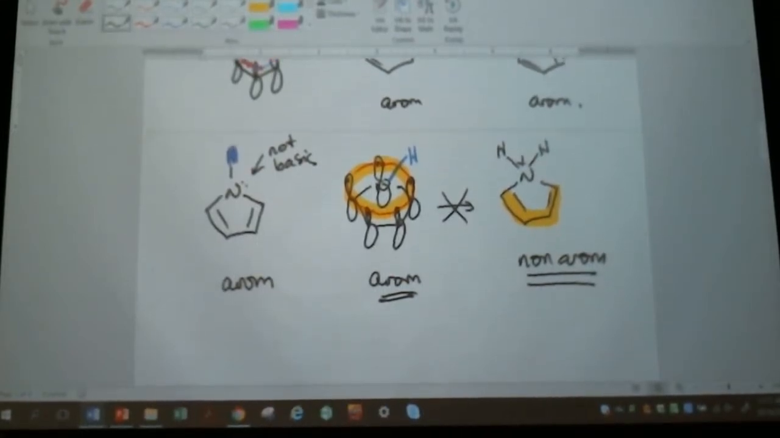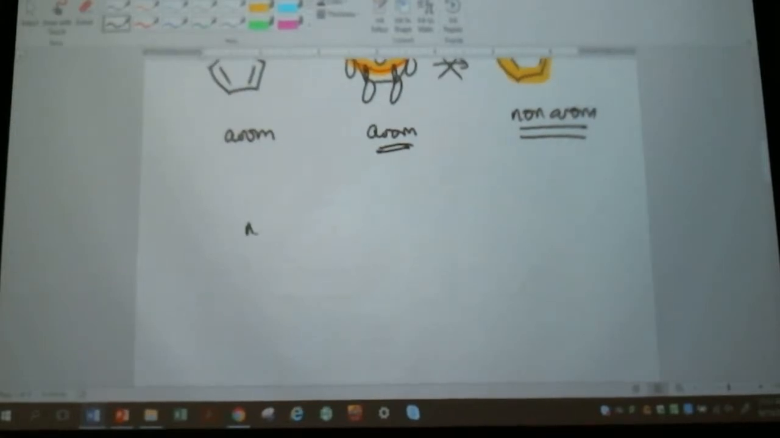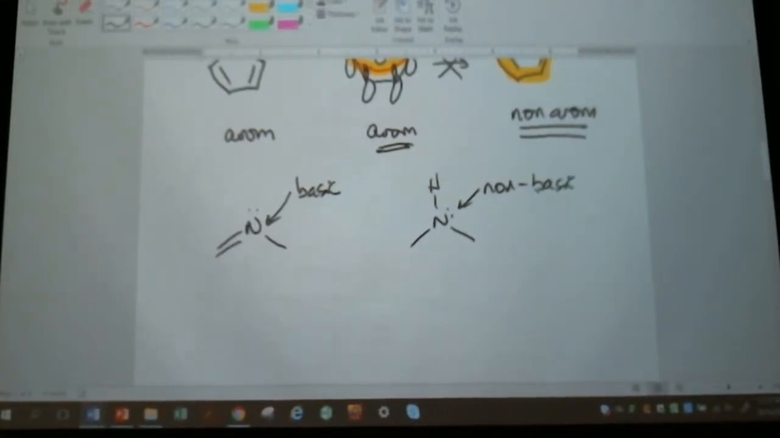So, in a molecule, if you have a nitrogen double bond with a pair of electrons, this is basic. If you have a nitrogen with a hydrogen and a couple of single bonds, this is non-basic. It always works out that way.